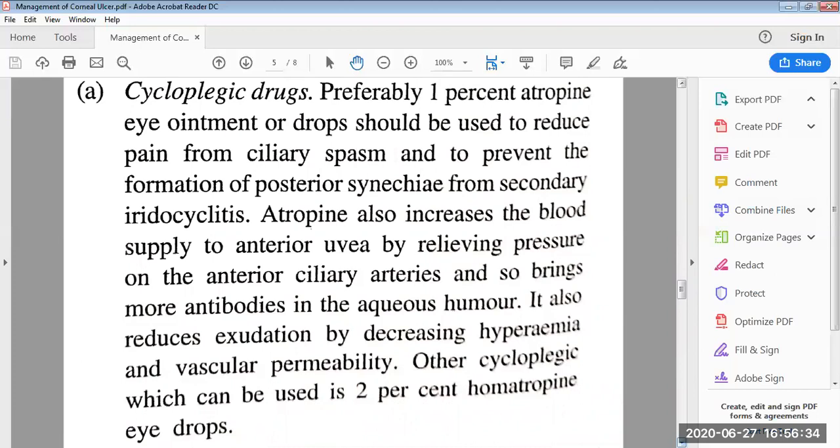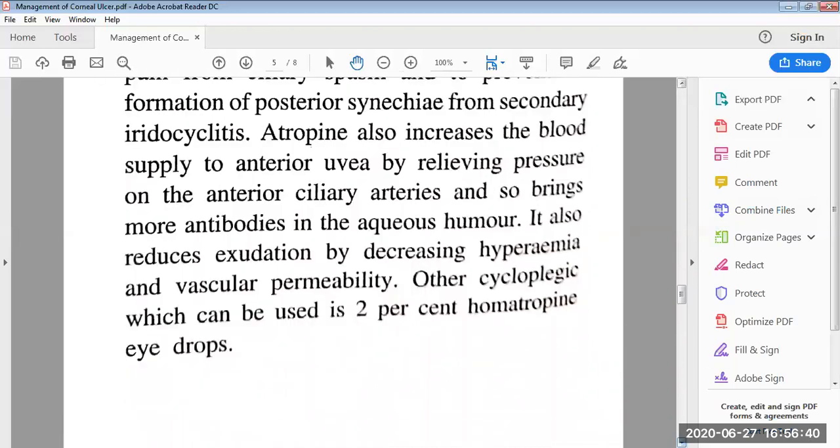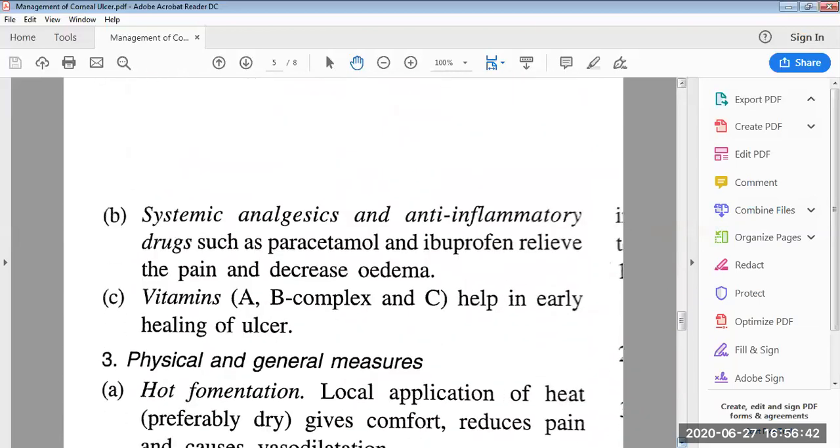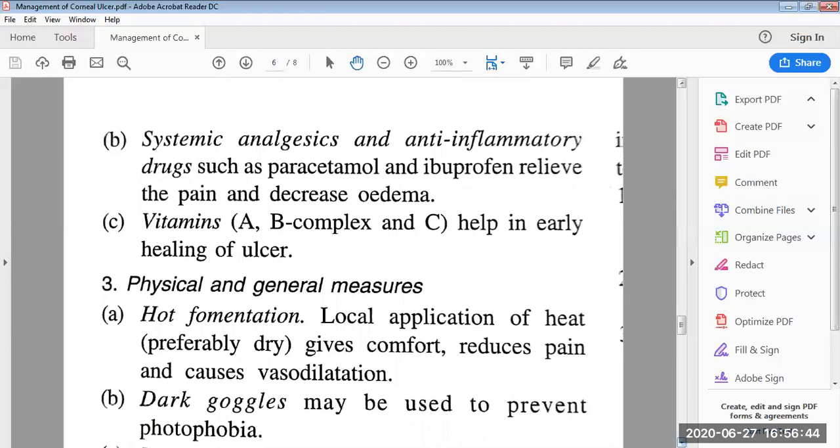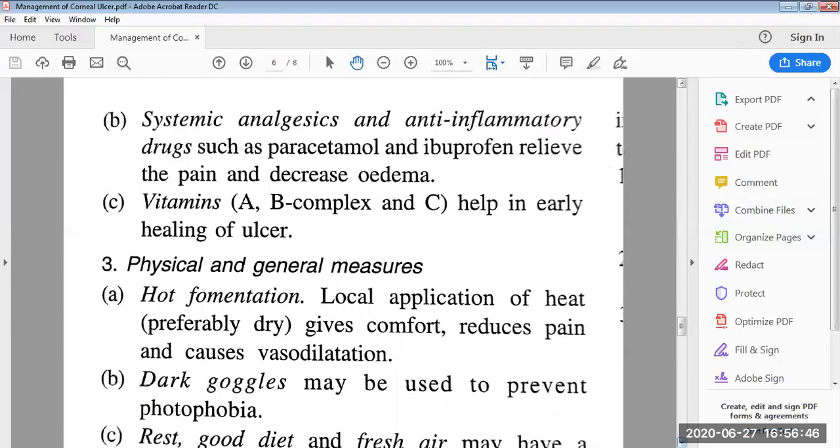Other cycloplegics, other than atropine, which can be used in 2%, are homatropine eye drops. Then next are the systemic analgesics and anti-inflammatory drugs such as paracetamol and ibuprofen, which relieve the pain and decrease edema. Then vitamins, vitamin A, vitamin B complex and vitamin C, they all help in the early healing of the ulcer.